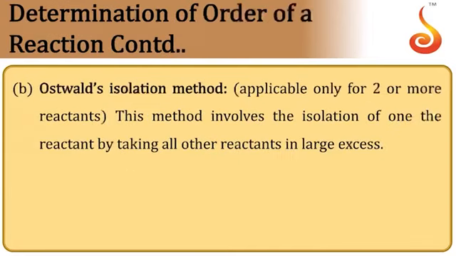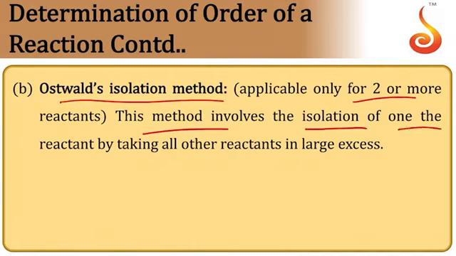Next one, Ostwald's isolation method we have. Ostwald's isolation is applicable for 2 or more than 2 components. So graphical method is applicable only for a one component system. This method involves the isolation of one of the reactants by taking all other reactants in large excess.